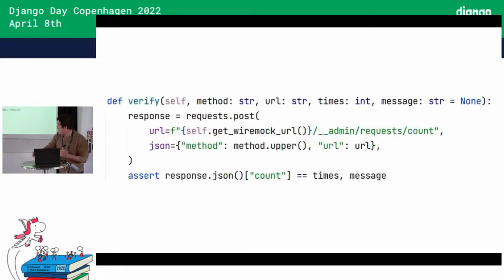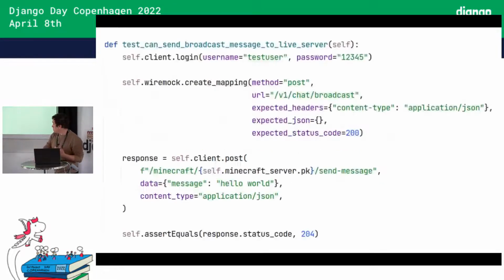Yep. How do you verify? If you are in the Java world, there are more tools to verify what kind of request you made. But since you are in Python, you can use this request count endpoint, and then you can verify that, based on the request that I made, I can see how many times it has been requested.